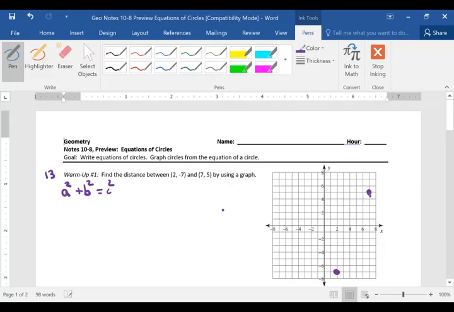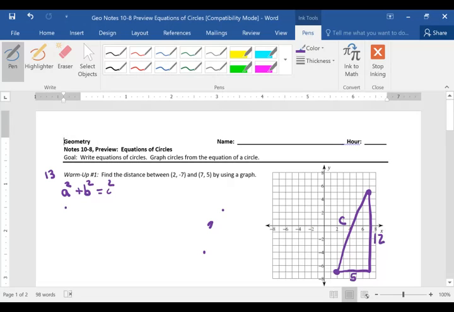Plot those 2 points and then draw in your horizontal and vertical lines and connect those 2 line segments with a line segment. We'll call this C and then go ahead and count spaces here. Horizontally is 5, vertically is 12.